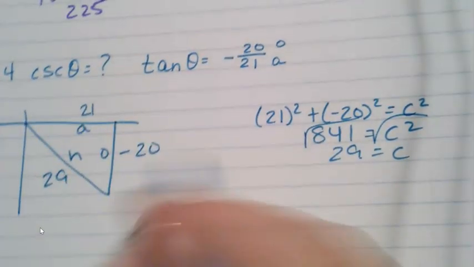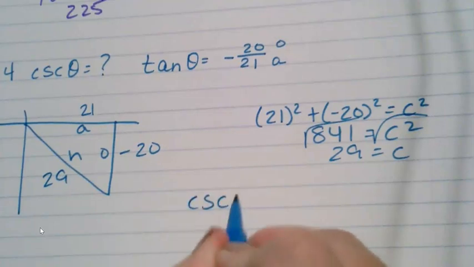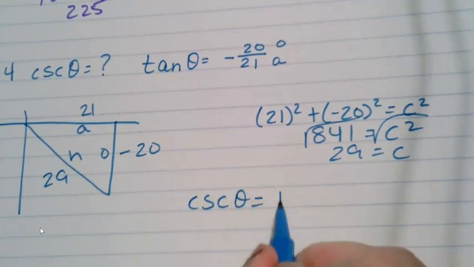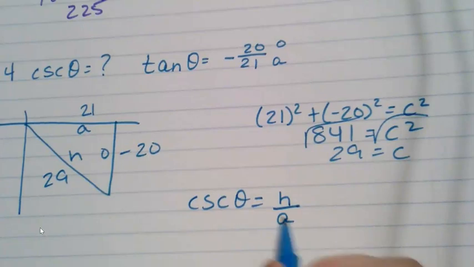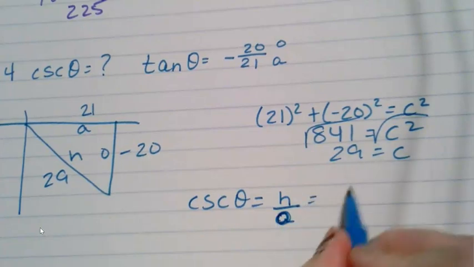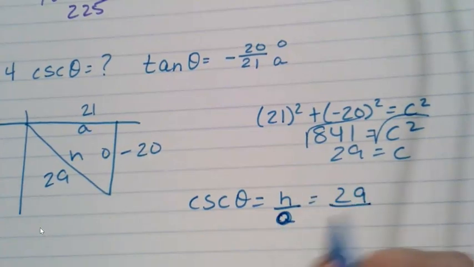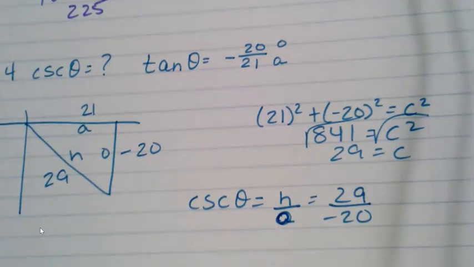So cosecant is the reciprocal of sine, so that's H over O. So 29 over negative 20. Okay.